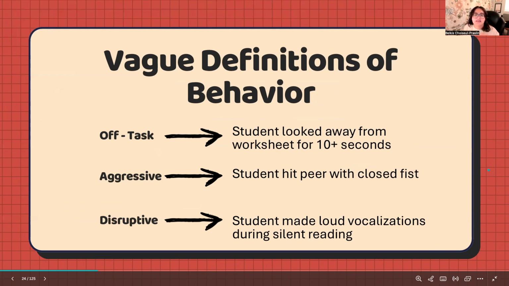And instead of saying Janice was being aggressive to others during recess, we would be more specific in describing that behavior by saying Janice hit her peer with her right hand in a closed fist. That is exactly what happened in that behavior, and that is how we described aggressive. In our last example there, instead of saying Thomas was being disruptive during silent reading, we would be more specific and say Thomas made loud vocalizations such as humming and tapping his pencil and singing during silent reading time.